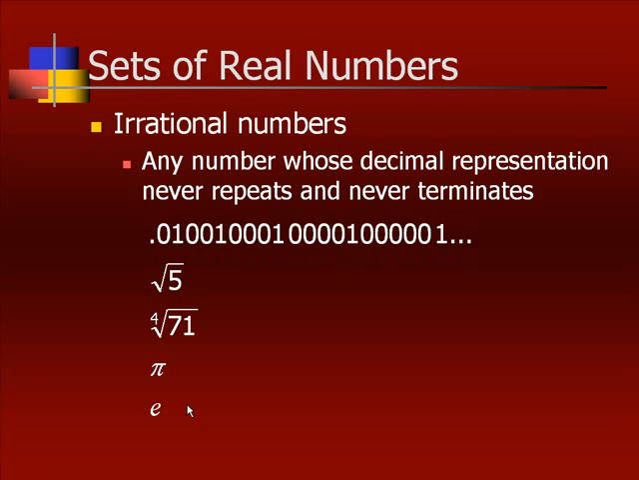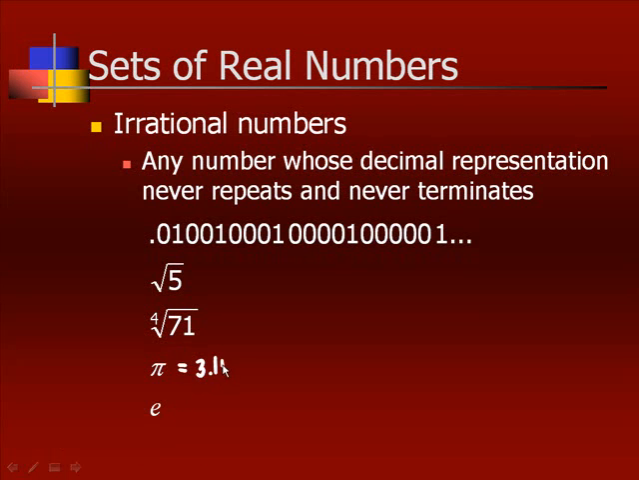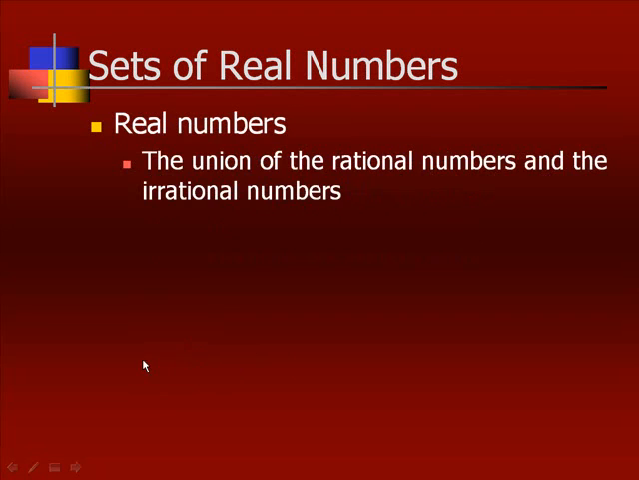Now, pi is written as pi is 3.1415... and pi continues out forever and ever. It never ends, it never repeats, there's no pattern. So pi is one of our good examples of irrational numbers. Same thing with e. These are just constants that never end, never repeat, so those are called irrational numbers.